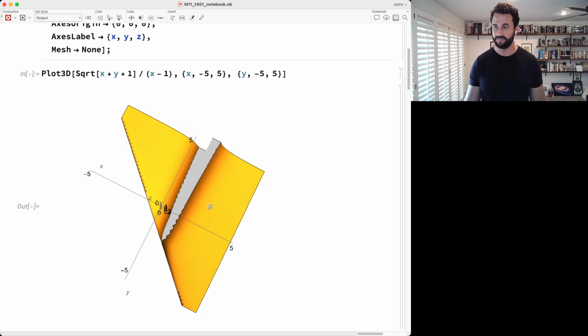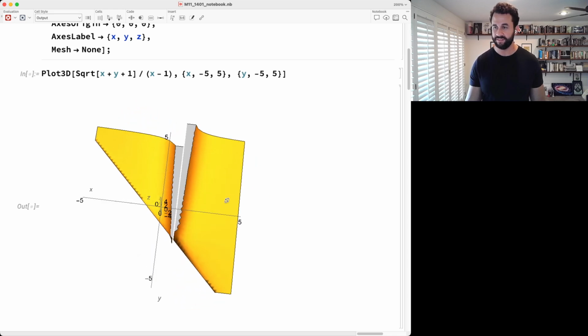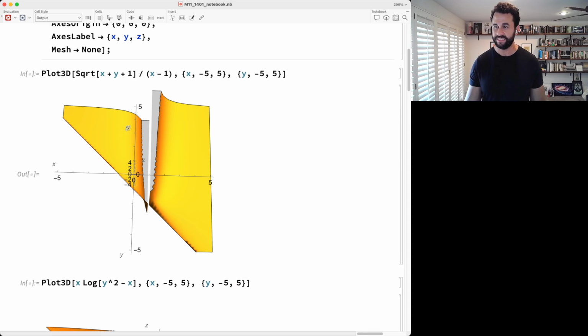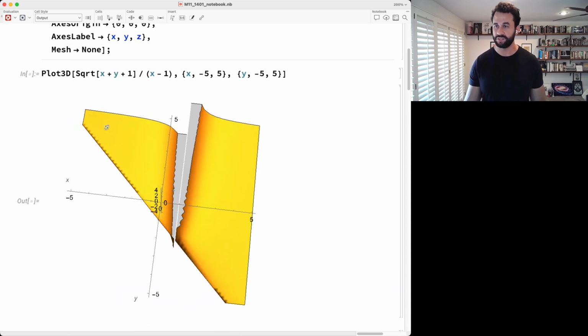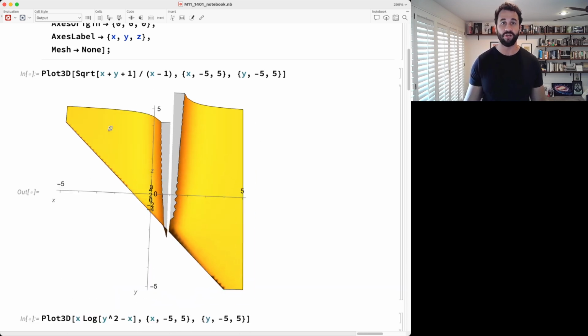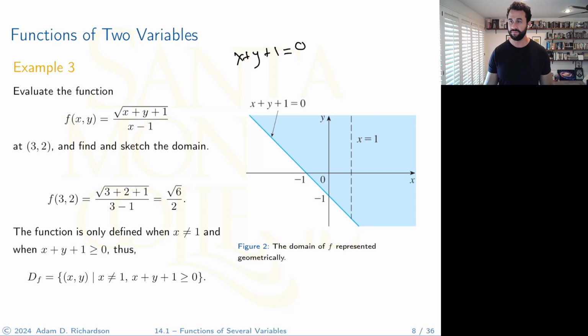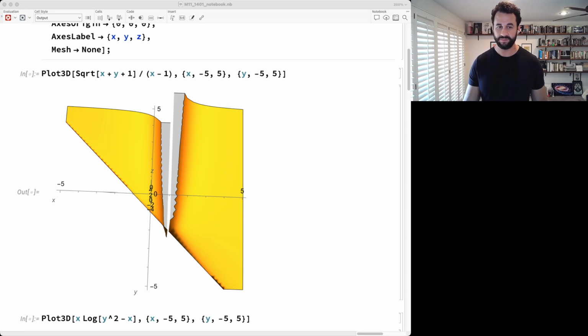And notice that, there it is. Okay, notice that this is basically exactly the picture we were just looking at when we were looking at the domain. Let me flash back real quick. There it is, right? Here we go. So some things to note about it. Here is that line, x plus y plus 1 equals 0.